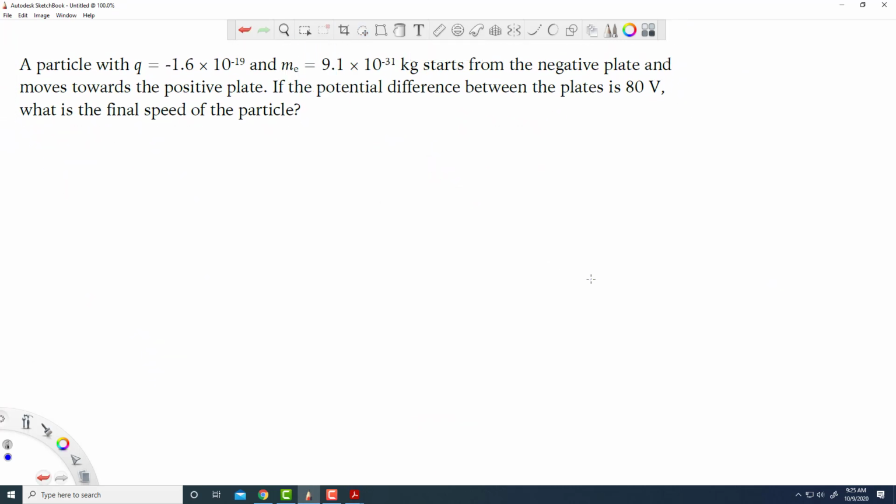Okay, so again we have 2 plates here, positive plate and negative plate. We call the configuration a capacitor. So that's positive, and that's negative.